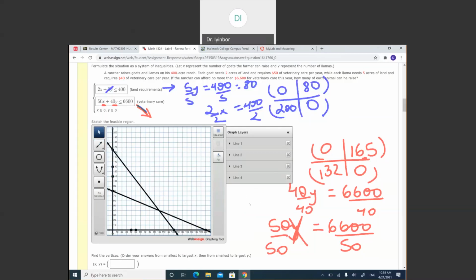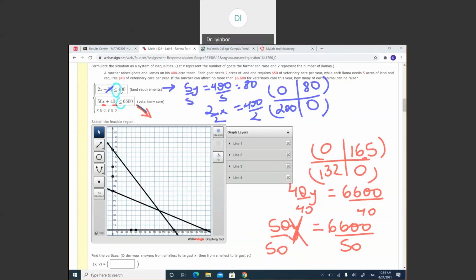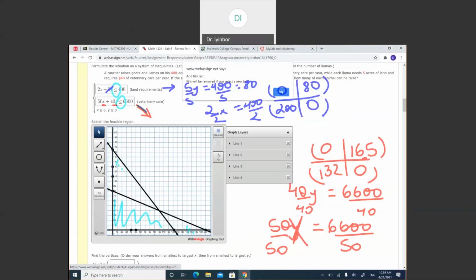Now, where are we going to shade? Looking at my inequalities, both of those inequalities are less than or equal. That means I need to shade below this line and below this line. So that means I have to shade inside here. After I shade that, I need to shade that too. I'm going to click at fill, and then click inside. So that's my shaded area.